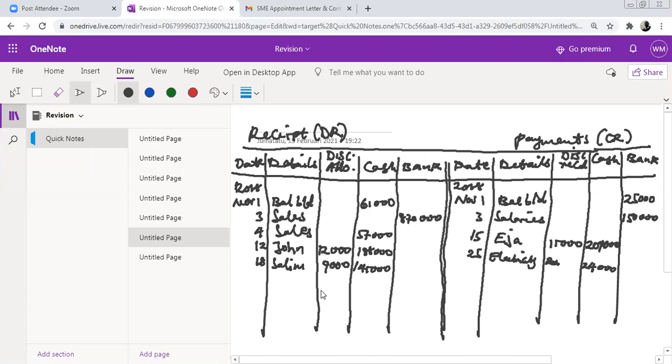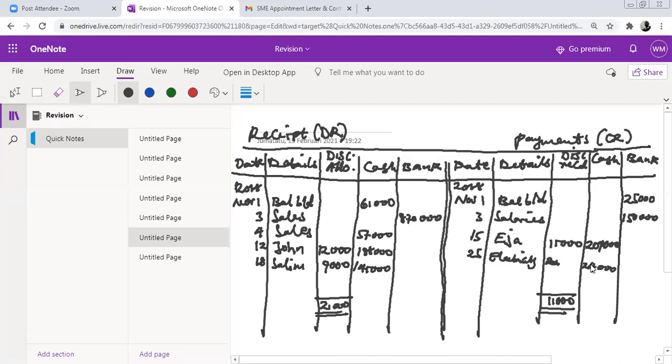With the discounts, we don't balance them. With the discounts, they are not similar. You just add this one and you say this one is 21,000, the total discount that was allowed. The total discount that was received is 11,000. You don't balance them.